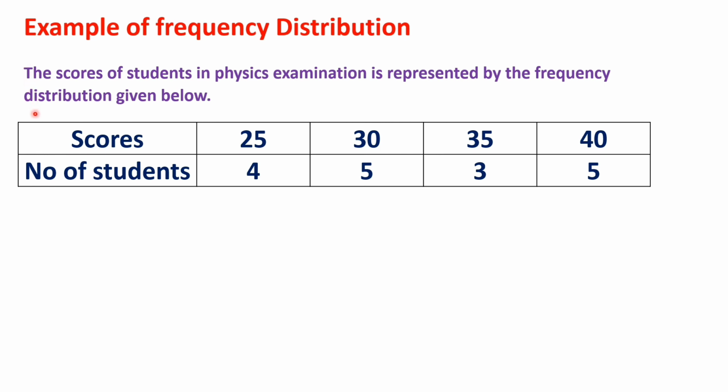This frequency distribution shows the number of students and the scores that each student has in a physics examination. From this frequency distribution, 4 students scored 25, 5 students scored 30, the number of students that scored 35 is 3, and the number of students that scored 40 is 5. Therefore, frequency distribution tells us the number of times each element appears in our data set. You can see that the number of students that has 25 marks is 4.